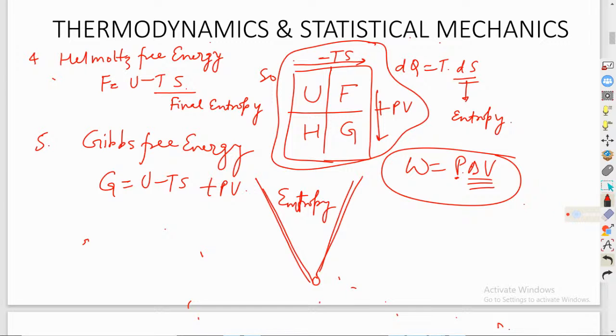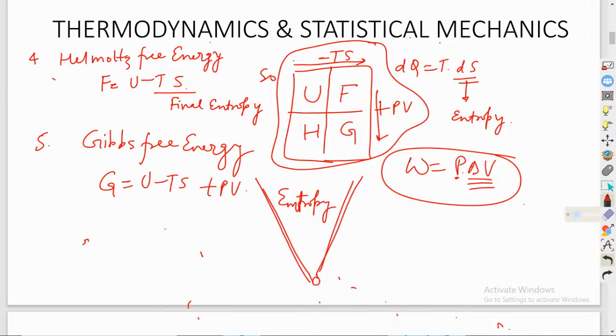My fifth equation is the Gibbs free energy. It is an energy in which U plus PV is there, and minus TS, the final entropy, is also involved. So Gibbs free energy is a composition of the first law of thermodynamics with the negative value of TS, the entropy. Okay, so these are some of the very few fundamental equations which give you a clear idea about thermodynamics.